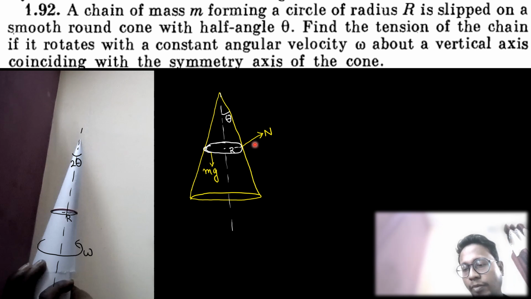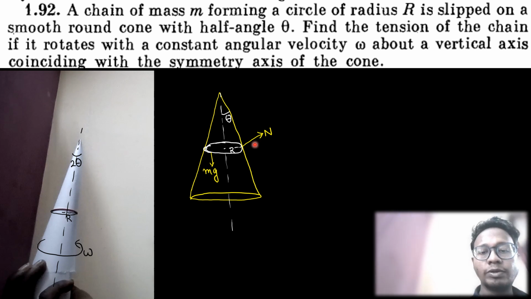In any problem, the direction of the normal reaction force will always be perpendicular to the surface of contact. Now from this diagram, if I draw another vertical line out here, how much is this angle? If this angle is theta, this is a straight line, so this angle is also theta.